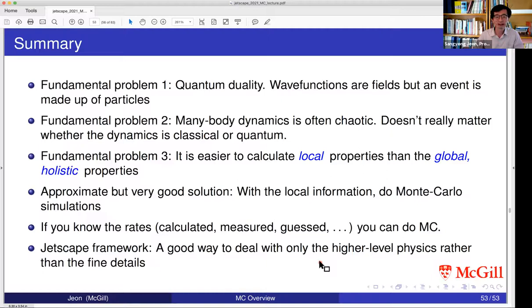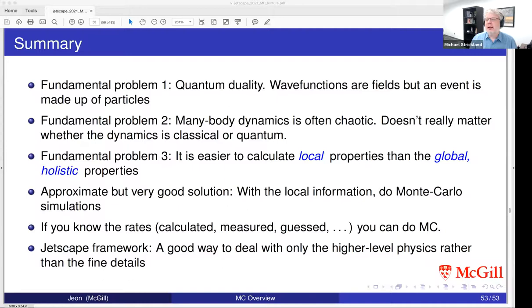Okay, thanks, Sangyong. We have one minute officially for questions. So, Sangyong, there's a question for you in the Slack regarding the Lund fragmentation.